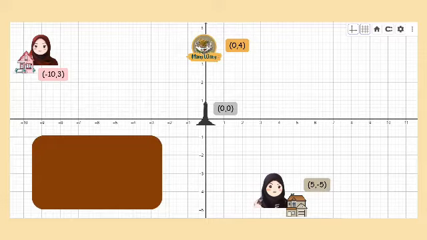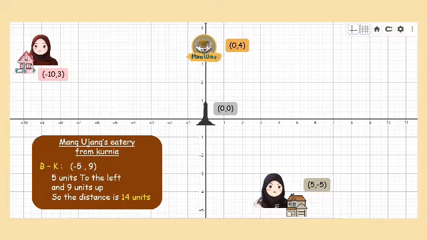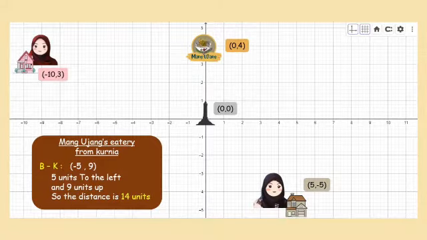Then, what if Kurnia goes to Mang Ujang's eatery? Mang Ujang's eatery is at point (0,4), while Kurnia is at point (5,-5). To calculate the distance from Kurnia to Mang Ujang's eatery, we can use b minus k. Finally, we obtain (-5,9), and it means that Kurnia goes 5 units to the left and 9 units up, and the total distance is 14 units.